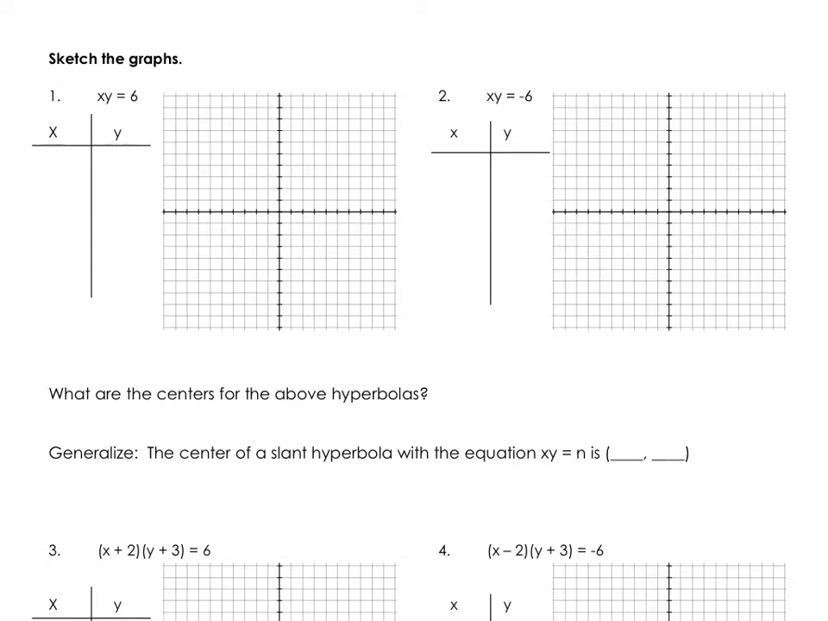Why don't you try the same thing with x times y equals 6 and x times y equals negative 6. So go ahead and pause it and plot some points and make that happen.